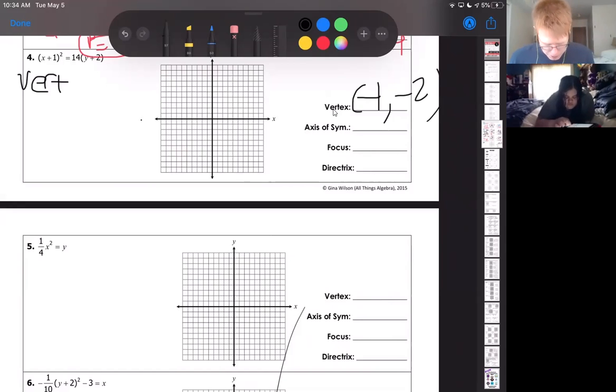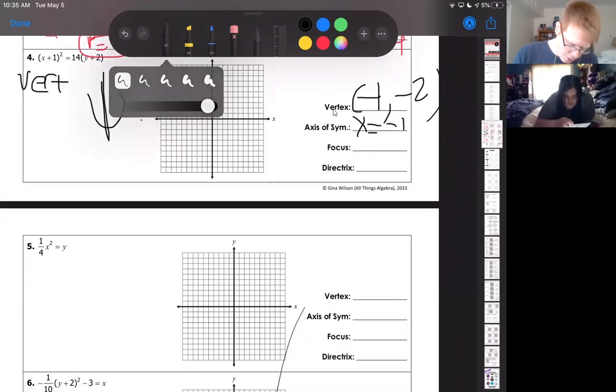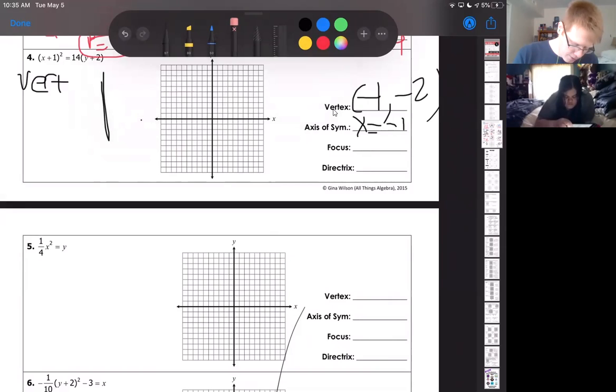So our axis of symmetry, since it's vertical, that would be a horizontal line that would go down the middle. So that would be x equals, and the x value of a vertex is -1. Now we need to find that p-value.